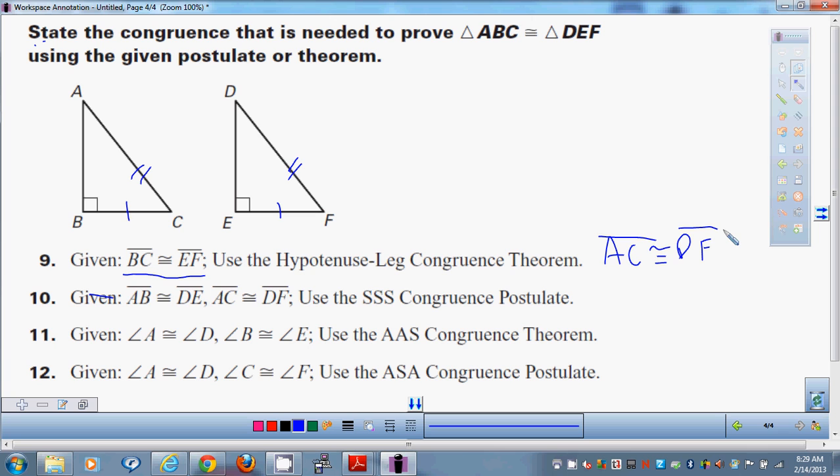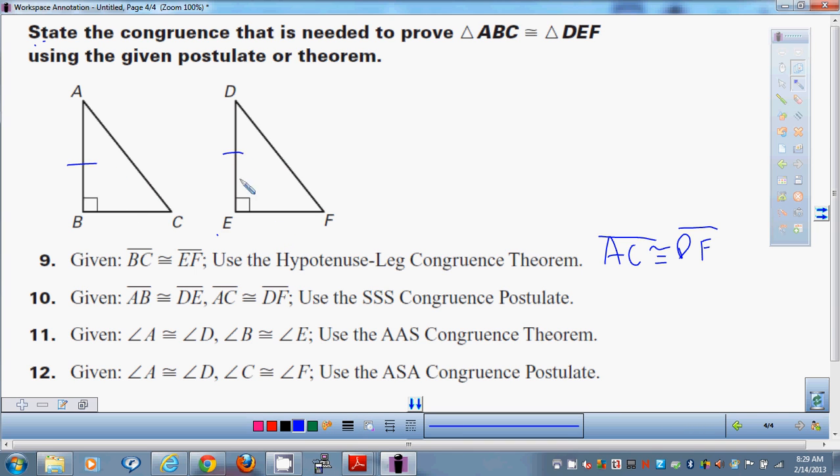Okay, erase. Number 10. Now we're going to mark the new pieces it tells us. AB is congruent to DE, and AC is congruent to DF.